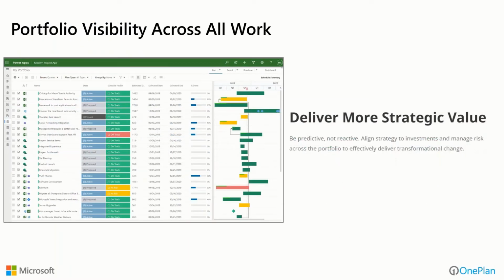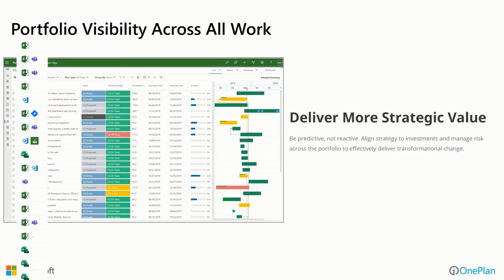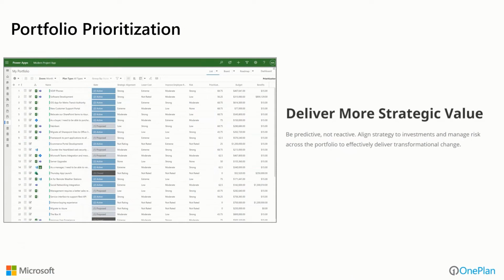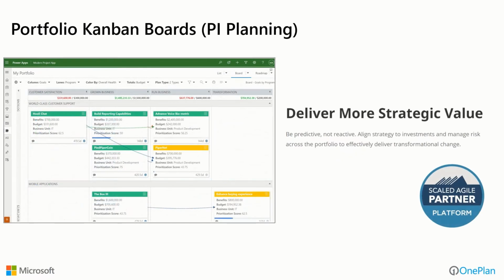So Paul's going to be showing you, I'm not going to belabor this because he's going to go into detail on this, but these will be slides that you'll get as leave behinds. You get portfolio visibility across all work, and that includes plans that come from a variety of different planning and scheduling tools that you see over here on the left. Being able to do portfolio prioritization and use the methods that you like to value and score projects. Portfolio Kanban boards for people that want to do portfolio management in a more agile or lean fashion using, say, PI planning type of techniques.